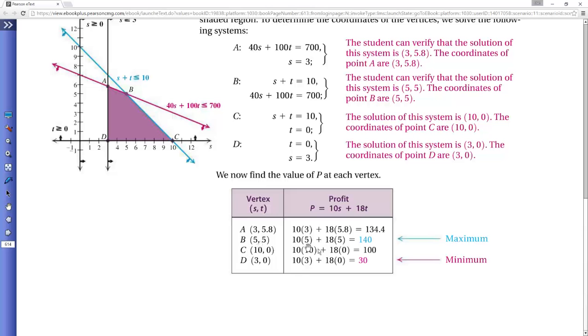In B we have (5, 5). They put those into this equation, and they get a profit of $140. And in C you get a profit of $100, and in D you get a profit of $30. Well, the maximum comes in at this point (5, 5) right here, and the minimum comes in at point D, which is right here.